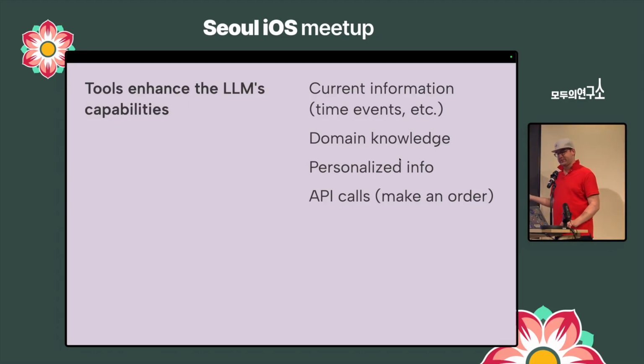This enhances the LLM's capabilities because you can give it current information. LLMs don't have any clue what time it is. Some of them have a date in their system prompt, but they don't know what time it is. You can give it events, domain knowledge, personalized info, or make API calls.